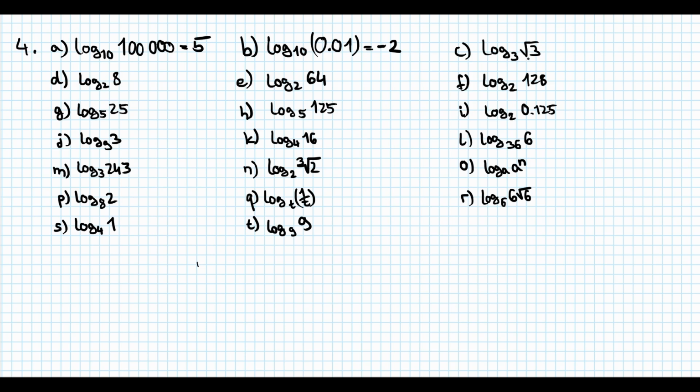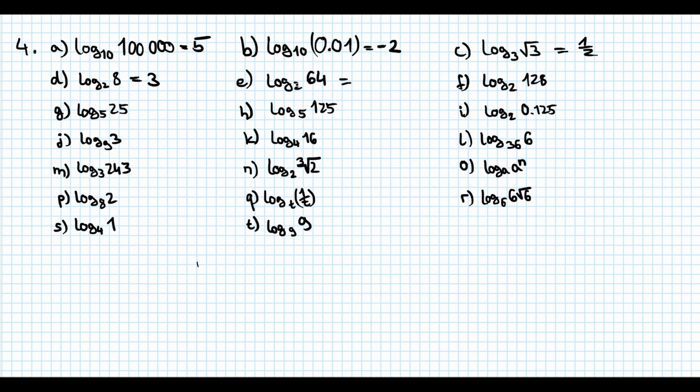Next we've got log base 3 of square root of 3. Square root of 3 is just 3 to the power of 1/2. And so log base 3 cancels out with the 3, and we will be left with 1/2. Alright, log base 2 of 8. 2 to the power of what is equal to 8? Well, 2 to the power of 3 will be 8. So log base 2 of 8 is equal to 3.